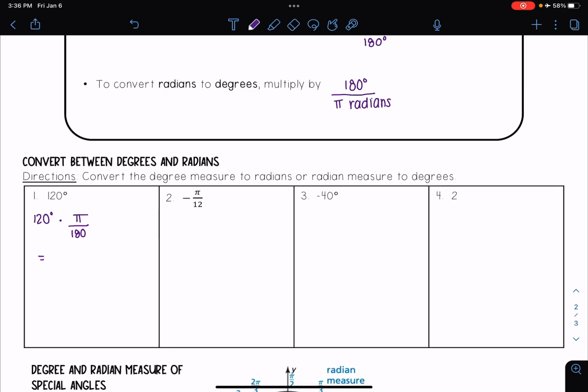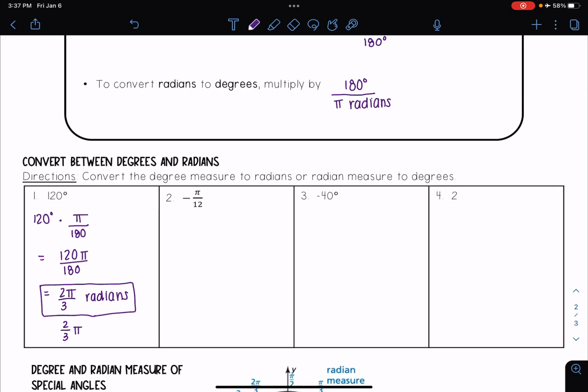When I do that, I'm just going to multiply across. So I have 120 pi over 180. Now I just need to simplify that fraction. When I simplify 120 over 180, I should get 2 pi over 3, and I got that by dividing top and bottom by 60. So my answer here would be 2 pi over 3 radians. In your homework, that pi is going to be off to the side, so you can also write this as 2/3 pi.